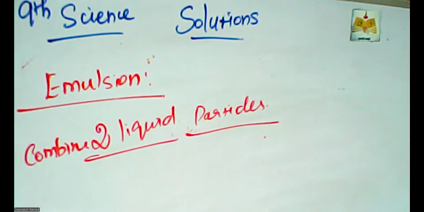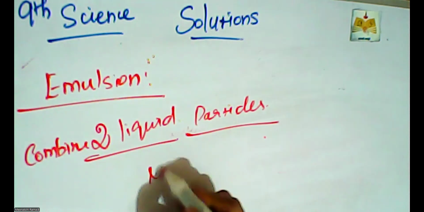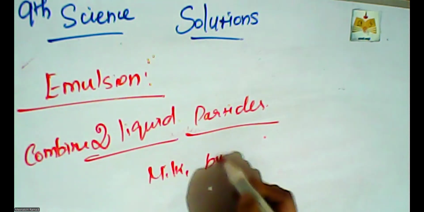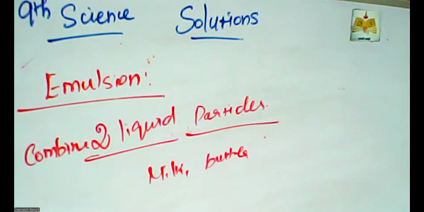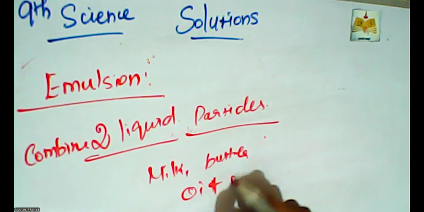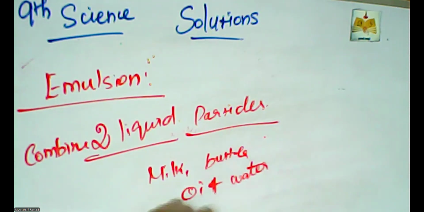Okay, so what are the examples of emulsion, liquids? That is milk, butter, cream. So these are all examples of the emulsion category. What are the types of emulsion? Two liquids mixed can form different kinds of emulsions. So what are they? Oil and water. Oil and water mixture. How are they mixed?